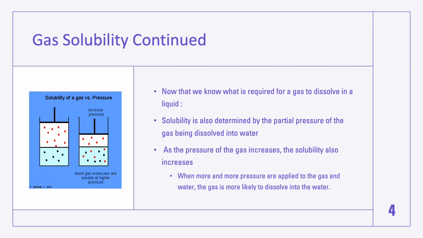Now that we understand how gas structure can affect gas solubility, we can look into more factors that also go into the solubility of a gas. The solubility of a gas is also going to be determined by the partial pressure of the gas being dissolved into water. We can see this makes sense. As the pressure of the gas increases, the solubility is also going to increase, because when more and more pressure is applied to the gas and the water at the same time, the gas is more likely to be forced into the water. And by forced into, I mean dissolve into the water. We can see this in the picture on the left right here. As pressure is increased, more gas molecules are soluble at a higher pressure.